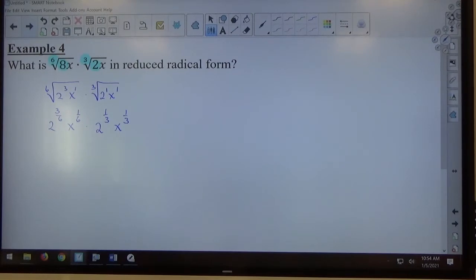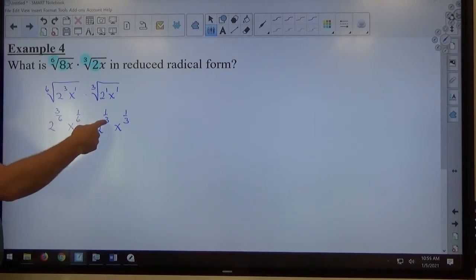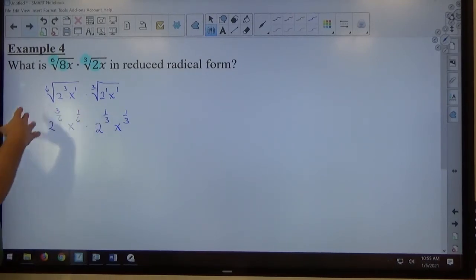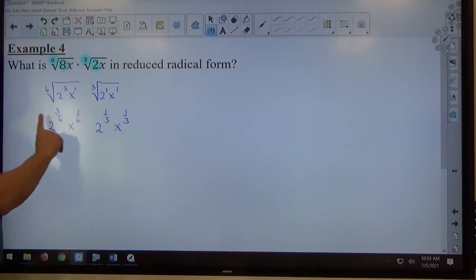Can everyone see that 3 sixths reduces? Okay, if I want reduced radical form, I want everything to have the same denominator. So reducing things isn't as helpful in these cases unless everything reduces to the same denominator. So if this reduces to 2, that's not the same as 3, which is not the same as 6. So it's probably better to leave it not reduced, just as is. It seems like I can get everything into a 6, right? So let's make that happen.